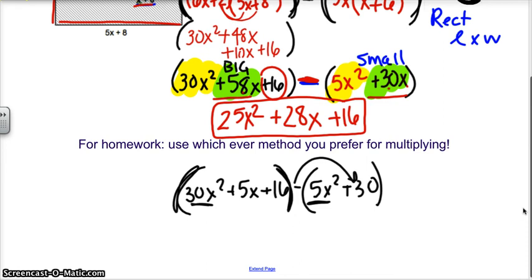For your homework, use whichever method you prefer. I don't recall what the homework assignment is tonight, but if it specifies one versus the other, honestly, use whatever method you prefer. When it comes down to the quiz, the direction will be multiply. I don't care whether you use FOIL, double distribution, Punnett square, area model, whatever you want to call it, multiply correctly, and you'll get the right answer.